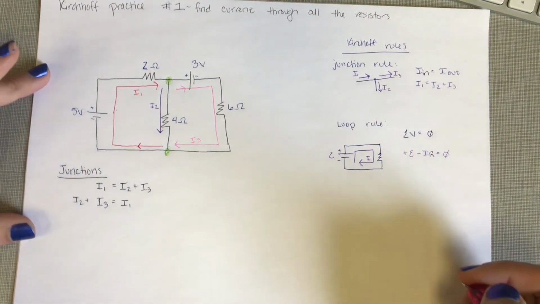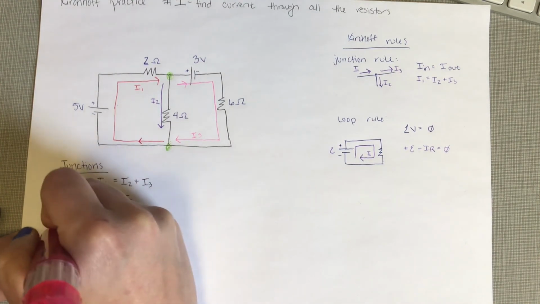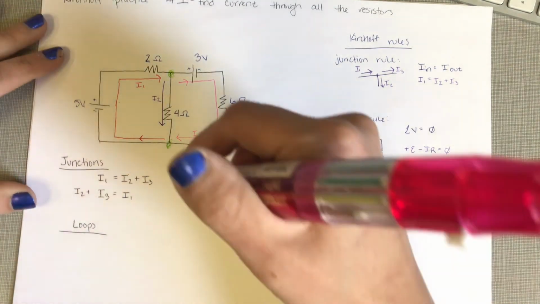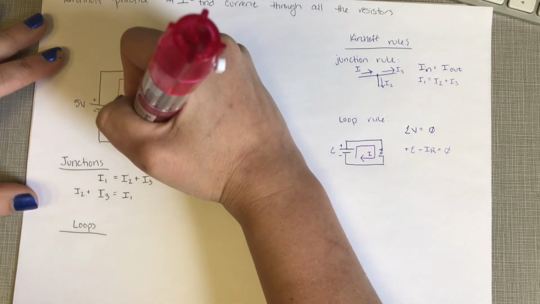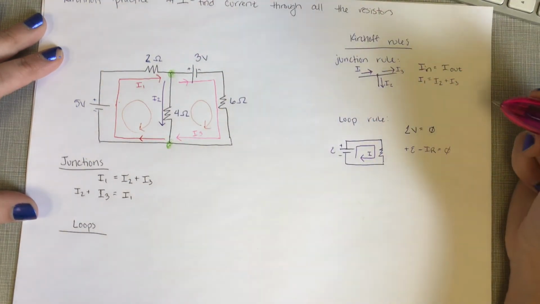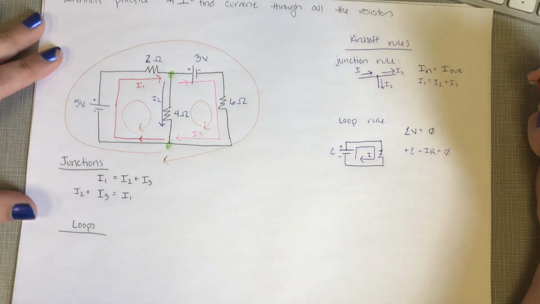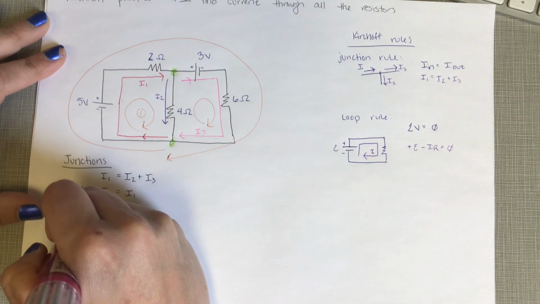Alright, so the next thing we want to do are our loops. So we have 3 loops that we can look at here, which I'm going to draw in orange. So I have the loop around here. I have the loop around here. And I have a loop around the entire thing. Okay? So let's do loop number 1 first.